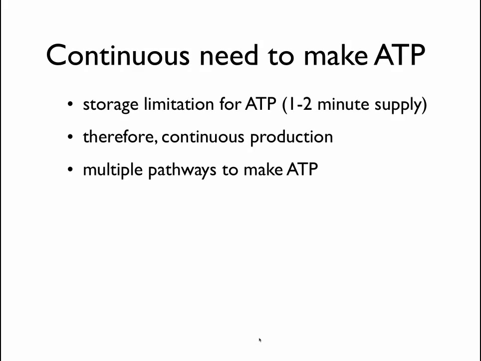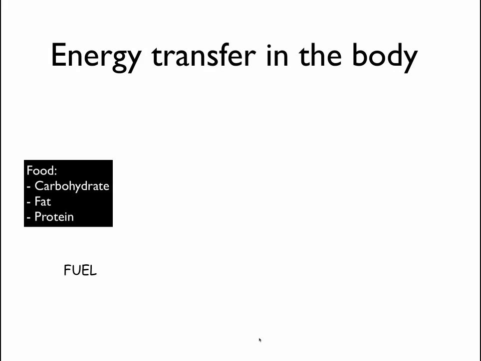In upcoming videos, I'm going to talk about multiple pathways that we can make ATP. Some of you have probably heard about glycolysis. Some of you have probably heard about the electron transport chain. That's what we're talking about. There are lots of different ways ATP can be made, but the bottom line is we have to continuously make ATP in order to do cellular work.